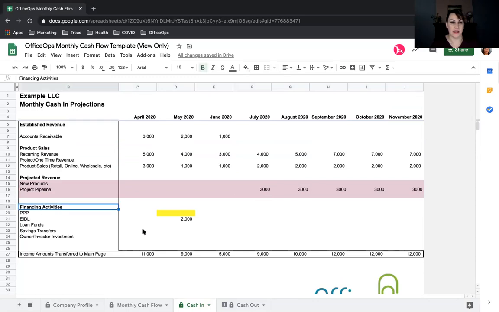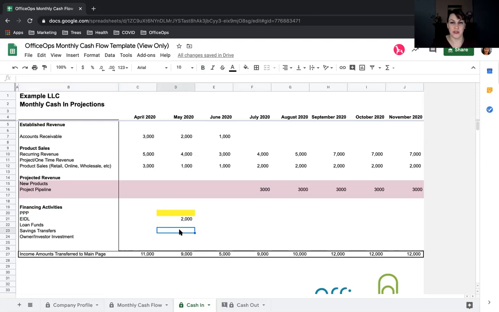Okay. And then cash in, other items. So I have the PPP here, which some people may have already received. Some people might still be waiting for it. Some people may not have applied for it. A lot of people have questions, so it's in here. We have the EIDL, which a lot of people have received at this point as well. Loans, different types of loans. There's state loans, bank loans. That can also help. This could be your SBA loan.